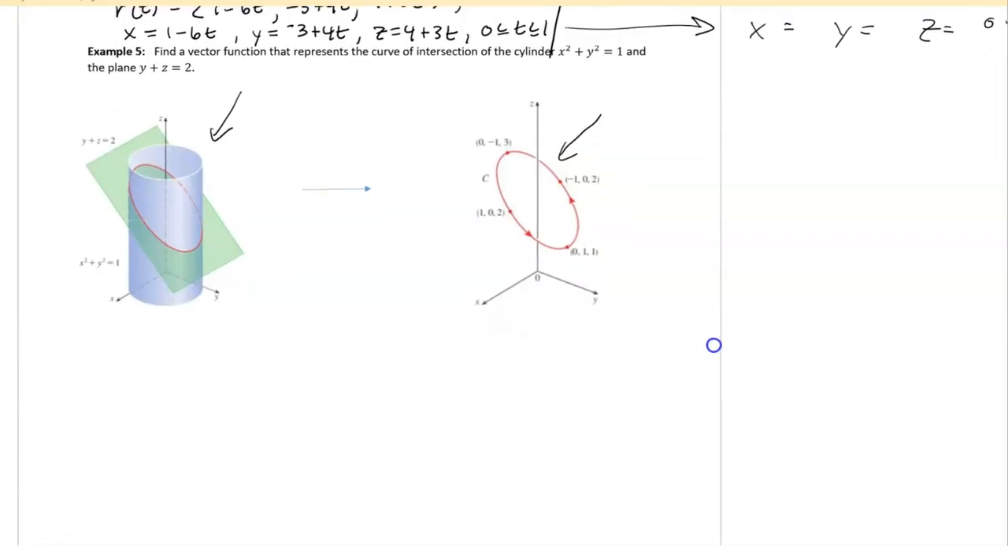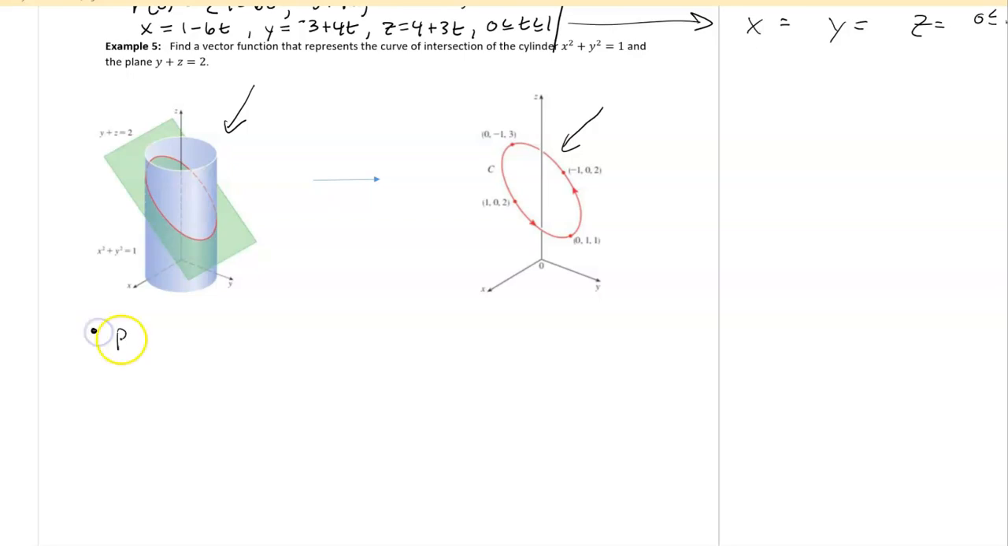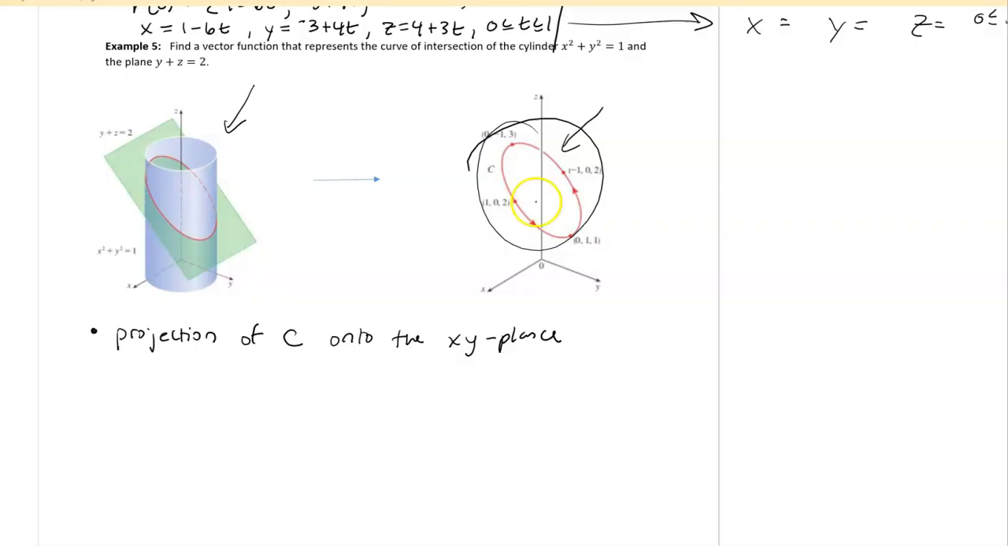Here is what we're going to think about. We're going to start with the projection of our curve C onto the xy plane. Think about this red curve right here. If you were to look at it directly from above, down the positive z-axis, and look at how it casts a shadow on the xy plane, that is going to be the circle x squared plus y squared equals 1.